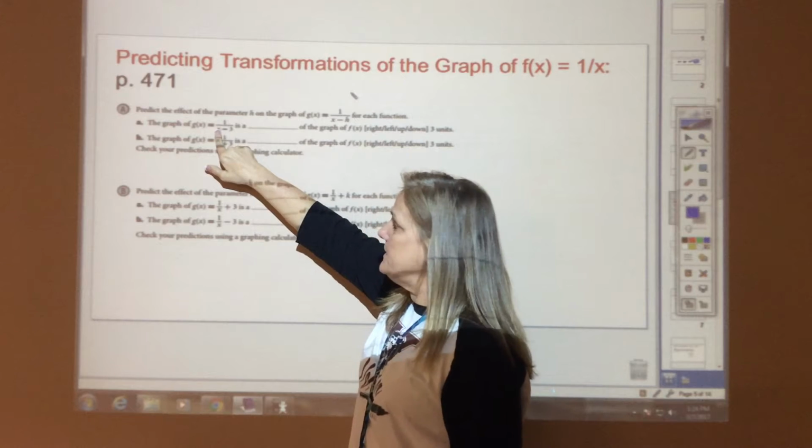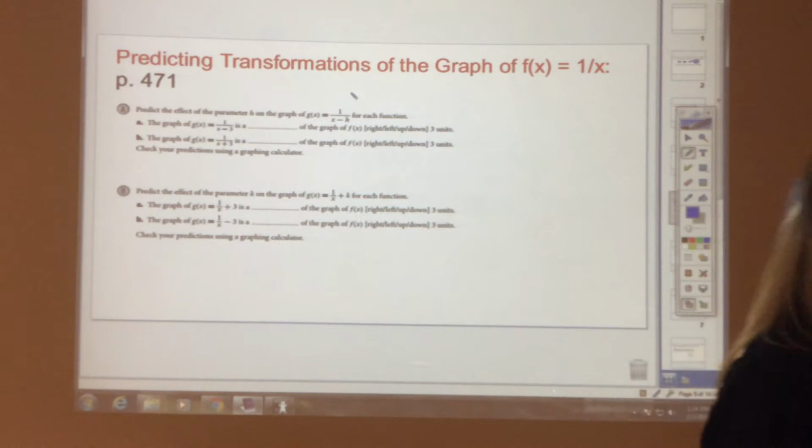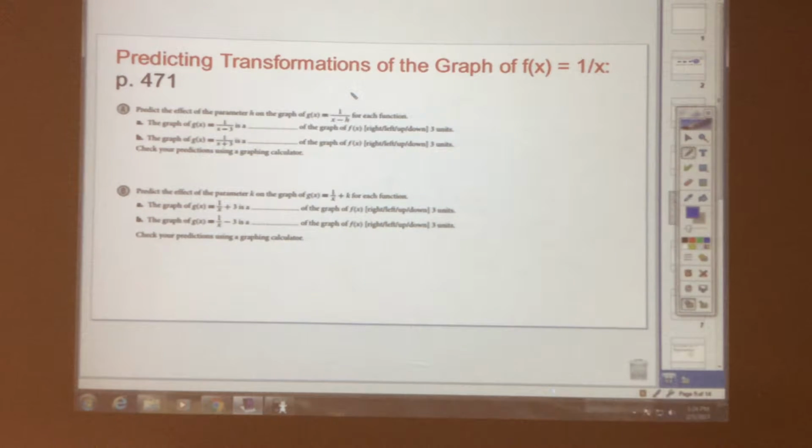So what happens when I subtract 3 from X? Now think about the X. Remember, on the X, it's always going to be the opposite of what you think. So if I'm subtracting 3, where am I going? Right. So it's a translation, and the graph is going to the right. Circle right.